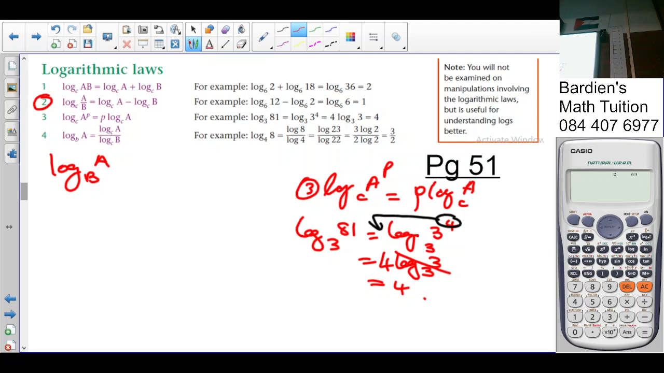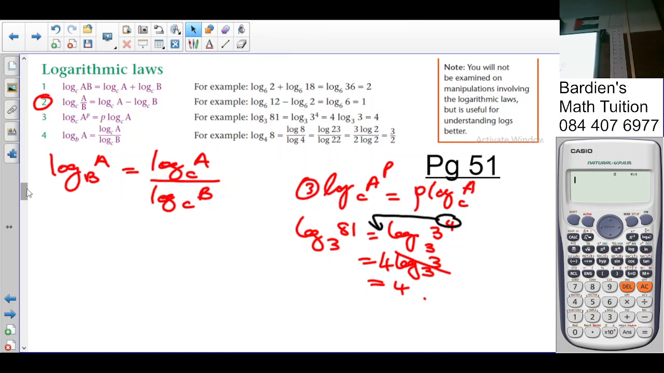Log A base B. Now, there's a log law. The fourth law says that log A base B can be written as log A with a different base C over log B with the same base as the numerator C. You see this base here? It must be the same. So let's look at the example pertaining to this.